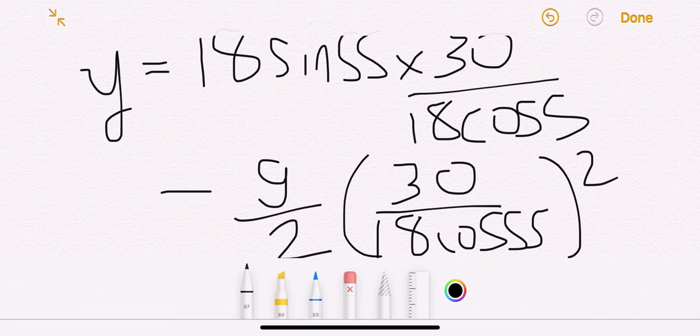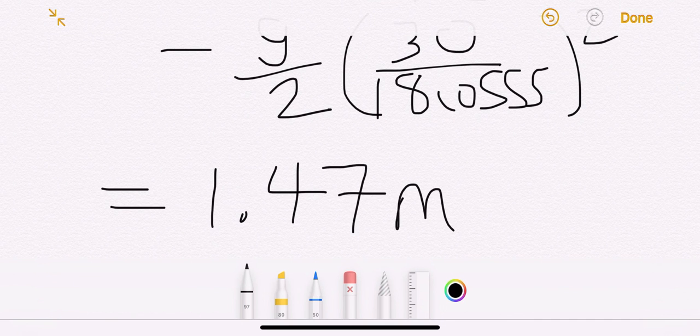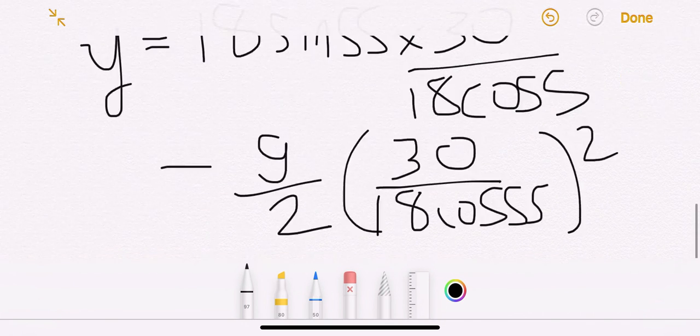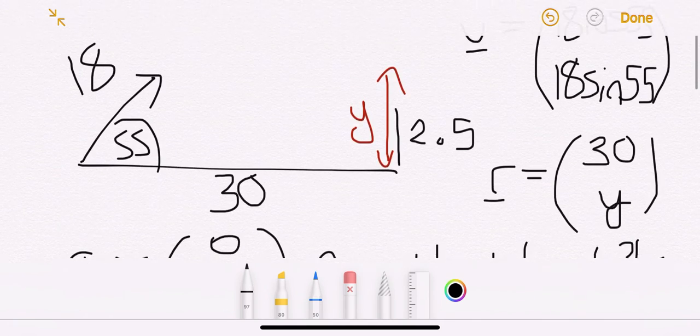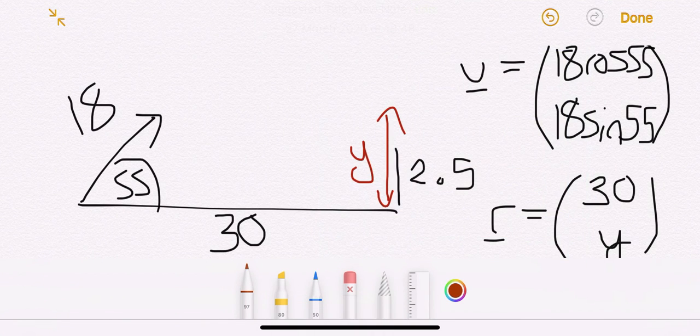If you put that into your calculator and calculate it, that gives you an answer of 1.47 metres. So let's go and think about what that's actually saying. If we go back to our picture of the projectile, we know that when the horizontal displacement is 30, this has a height of 1.47 metres. So that tells us that it doesn't go over the crossbar, but actually it doesn't hit the ground before the line either. So this definitely goes straight into the goal.